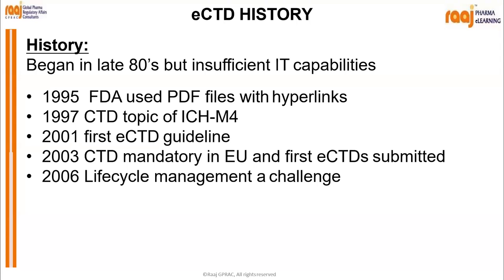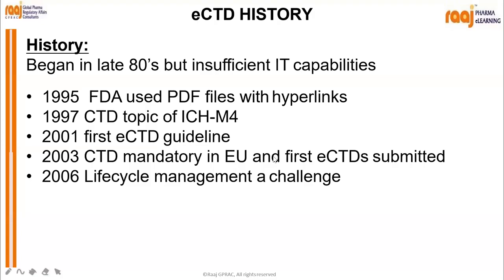There are a couple of other guidelines. When we talk about ICH quality guidelines, there are ICH Q1, Q2, Q3, Q4, up to Q14. Then there are safety guidelines and efficacy guidelines. So you will see ICH is divided broadly into quality, safety, efficacy, and multidisciplinary. Then the ICH M4 CTD guideline was published in 1997. In 2001, the first eCTD guideline was published. And then in 2003, CTD became mandatory in Europe and the first eCTD was submitted.